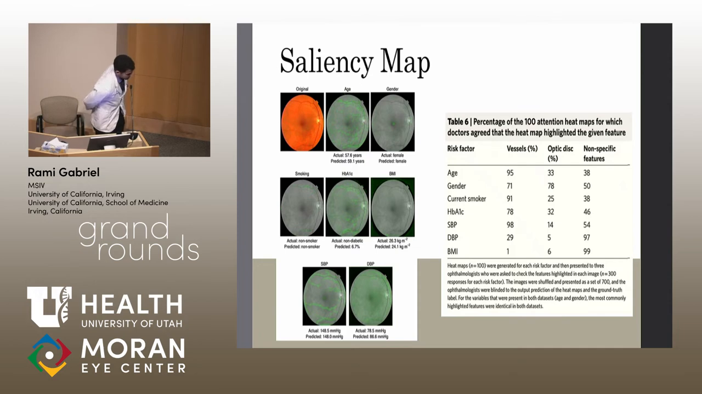So just to show that OCT angiography was probably the best study to use, this is a saliency map, showing where the algorithm that Google used focused its attention. You can see the age really focused on the vessels, and most ophthalmologists agreed that that green area was focusing on the vessels.